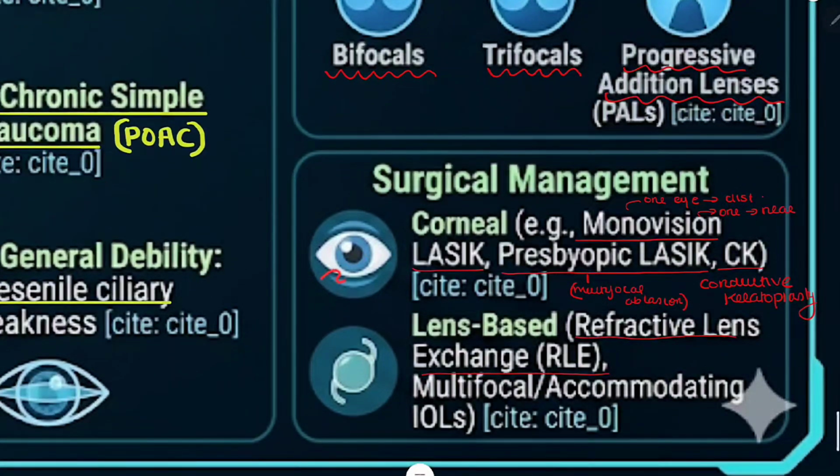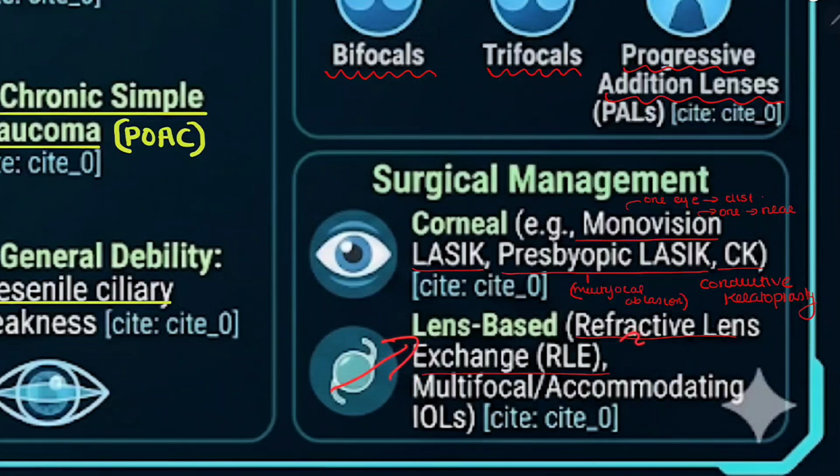Coming to the surgical management, it can be by corneal surgery or lens-based surgery. Corneal surgery includes monovision LASIK. What is monovision LASIK? Here in one eye we will do distant vision correction and in the other eye we will do near vision correction. Or it can be by presbyopic LASIK where we will do multifocal ablation, or CK. What is CK? Conductive keratoplasty that we did for hypermetropia can also be done.